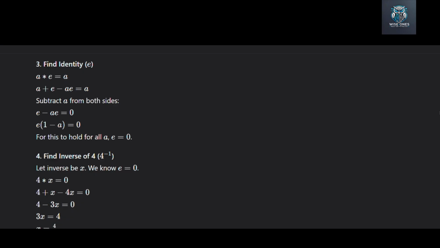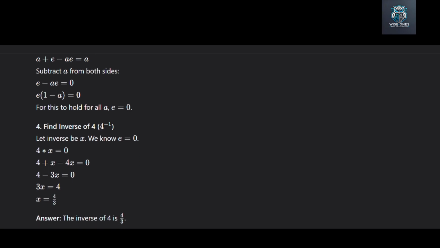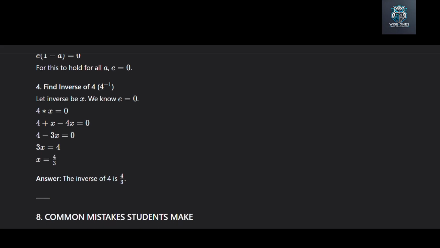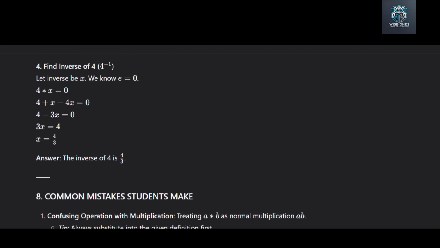Part 4, find the inverse of 4. Let the inverse be x. We know E is 0. Set 4 star x equals 0. Using the rule, 4 plus x minus 4 times x equals 0. 4 minus 3 times x equals 0. Add 3 times x to both sides. 4 equals 3 times x. Divide by 3, x equals 4 over 3. The answer is, the inverse of 4 is 4 over 3.